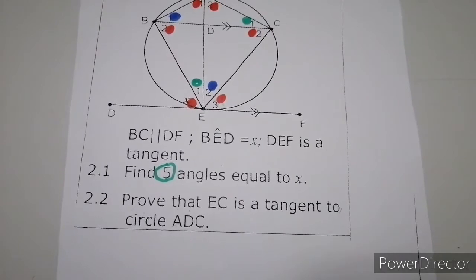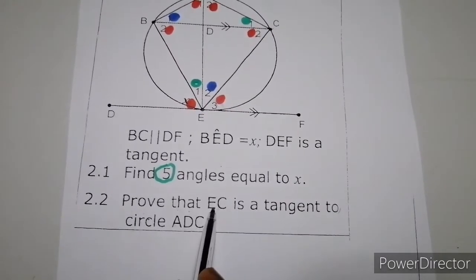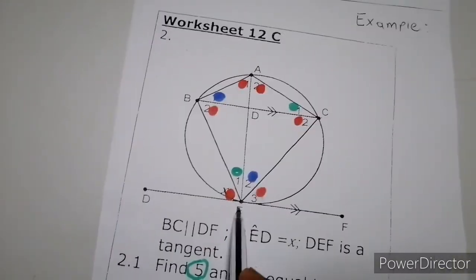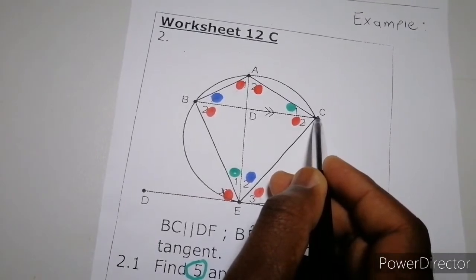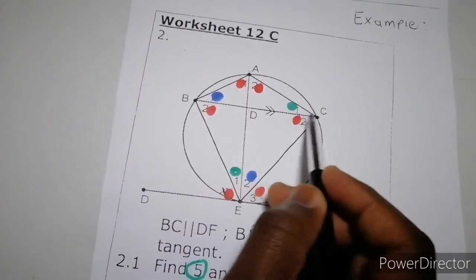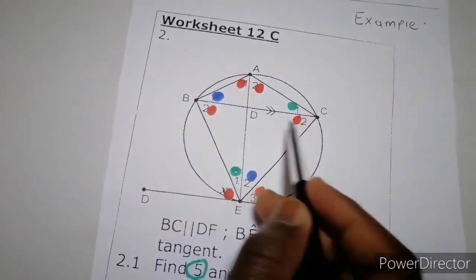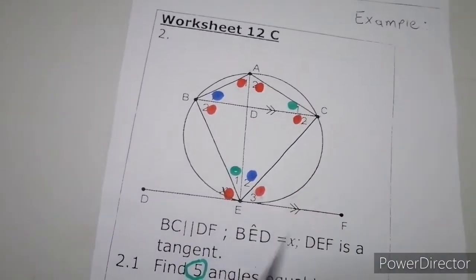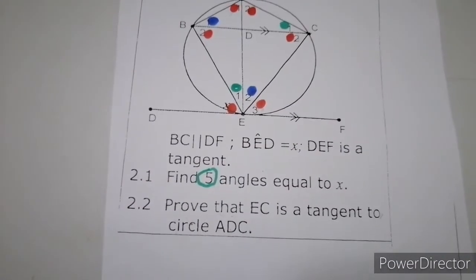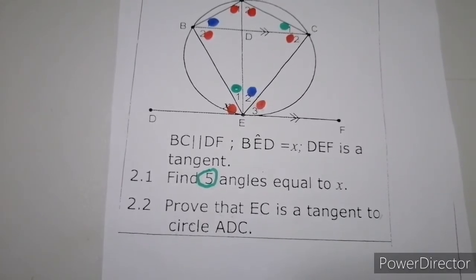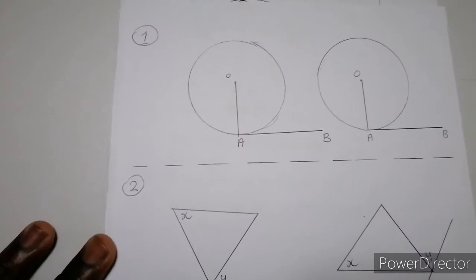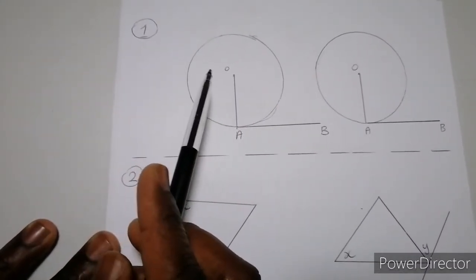The next question says, prove that EC is a tangent to circle ADC. There is an imaginary circle around here passing through ADC. Now we're going to prove that EC is a tangent. Right, the question is, how do we prove that a line is a tangent? Now, this is a simple thing. Two things are required to conclude that a line is a tangent.